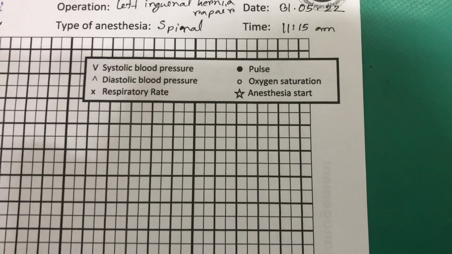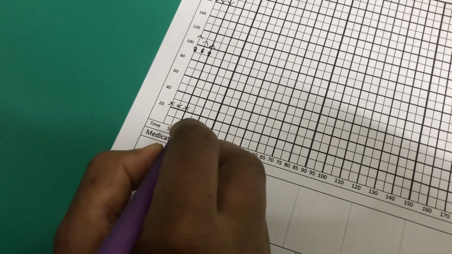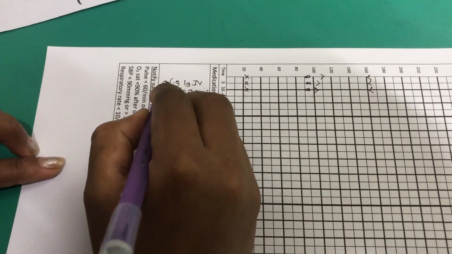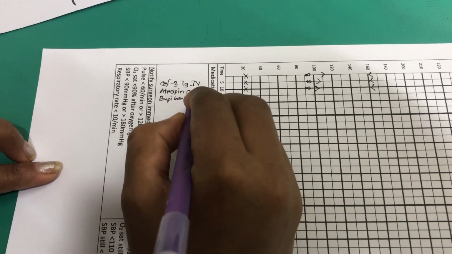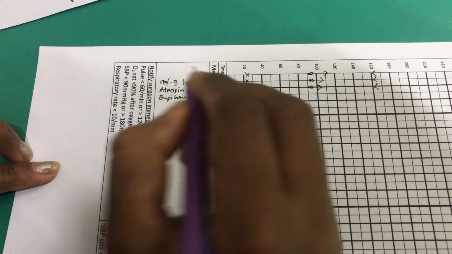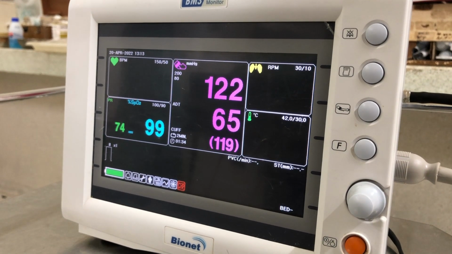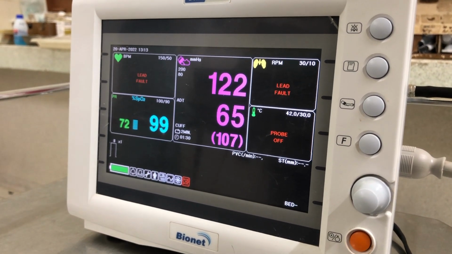When anesthesia is begun, make note of this on the timeline by marking it with a star. Don't forget to also write the medication that was administered for anesthesia. Continue to watch the video to notice what the vital signs are on the monitor and how those are recorded on the form.